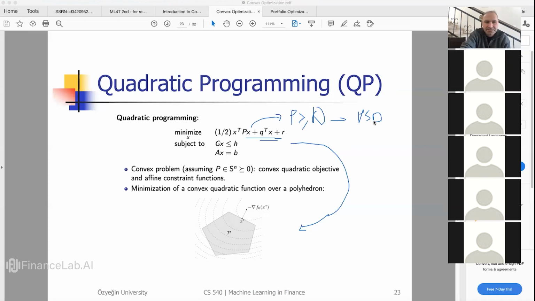And again, minimization of such a convex function is defined over a polyhedron. So we have the polyhedron made up of the intersections of these functions. And by looking at the gradient of the objective function, f0, we are trying to find the minimum point on the boundary of this polyhedron in which this quadratic programming objective function is optimized.